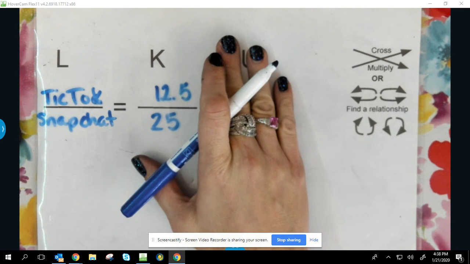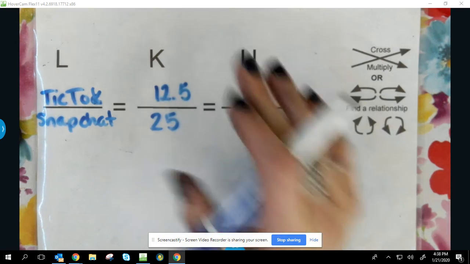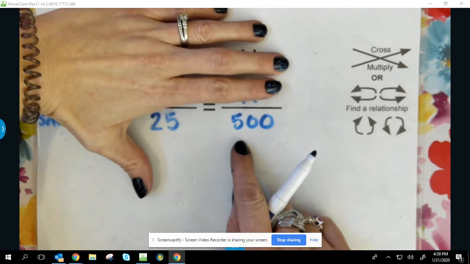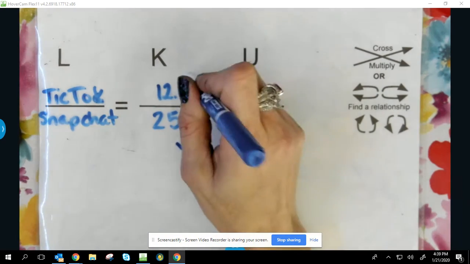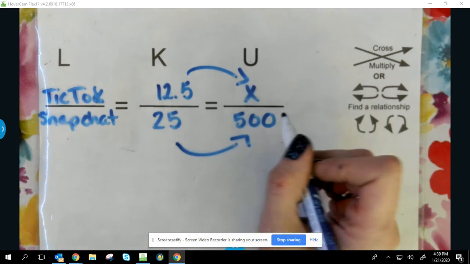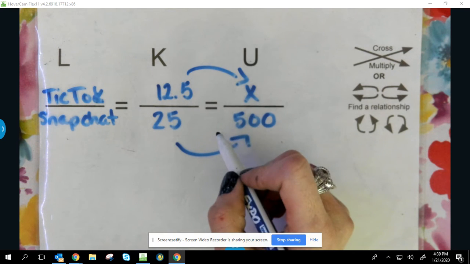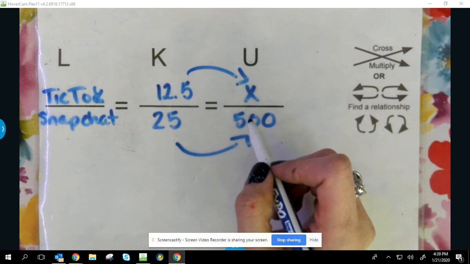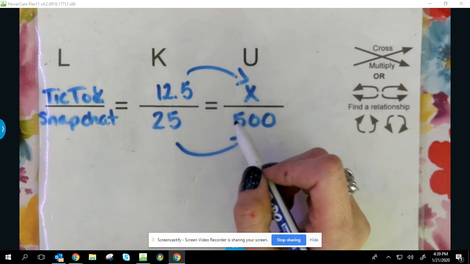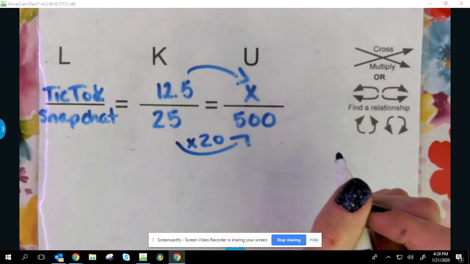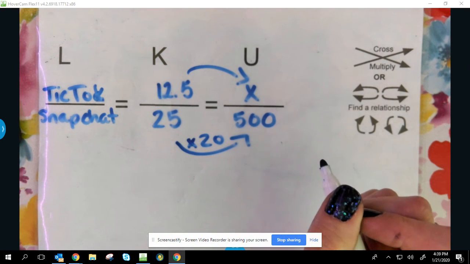Now, there is a way to reduce 12 and 5/10 and 25, but you probably can't see it. If you can, great, use it, but I'm going to show you the other way. So here there is a definite relationship between 25 and 500. So whatever I do to the denominator, I do to the numerator. So 25 times what is 500? Well, 25 times 4 gives us 100, but we need 5 of those hundreds. So 5 times 4 is 20. So 20 times 5 equals 500.